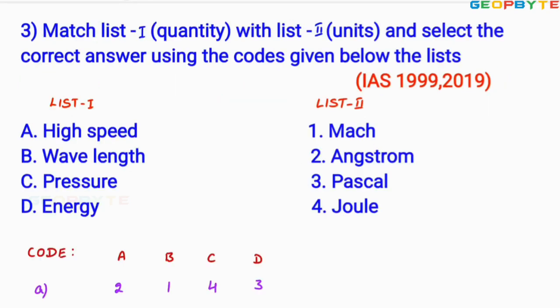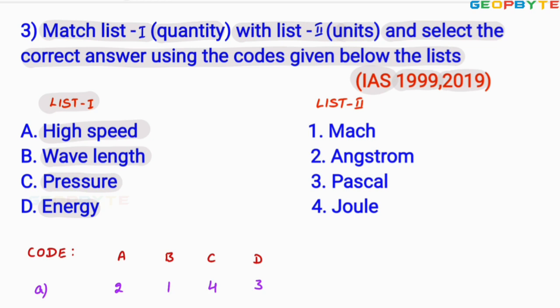Look at the third problem. It was given in 1999 and 2019 for the IAS exam. Given like this: Match list 1 quantity with list 2 units and select the correct answer using the codes given below the list. Look at the list 1. High speed, wavelength, pressure, energy.